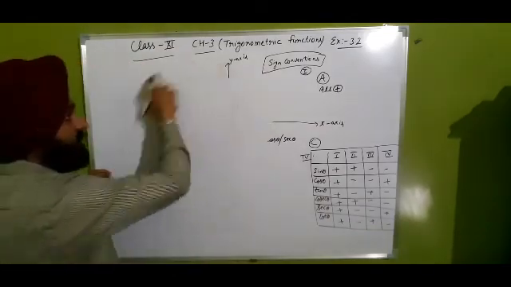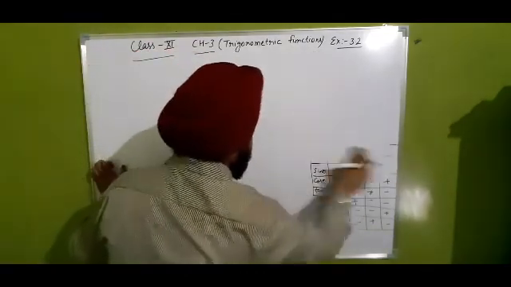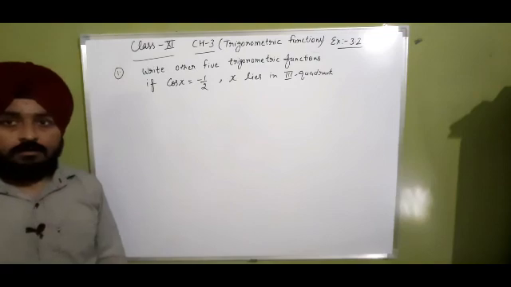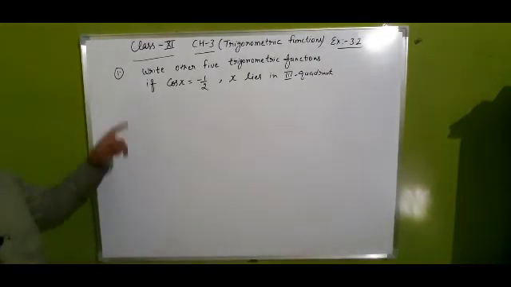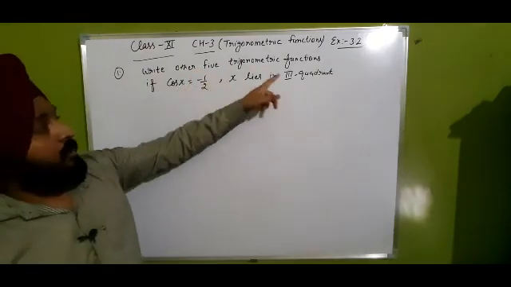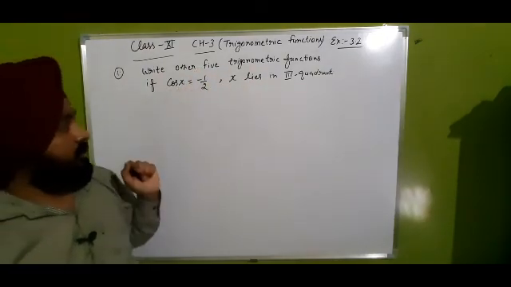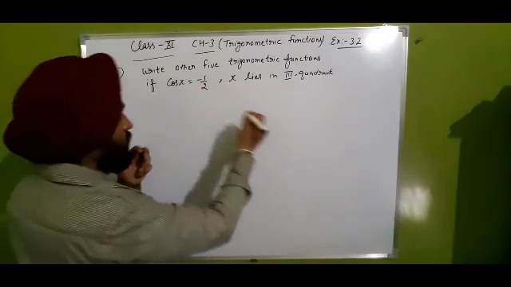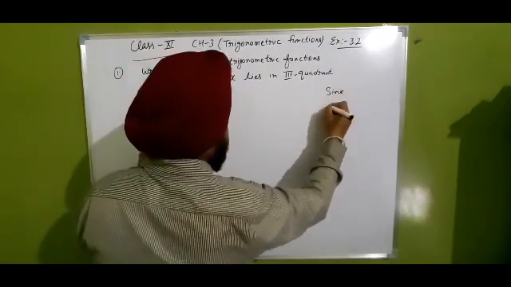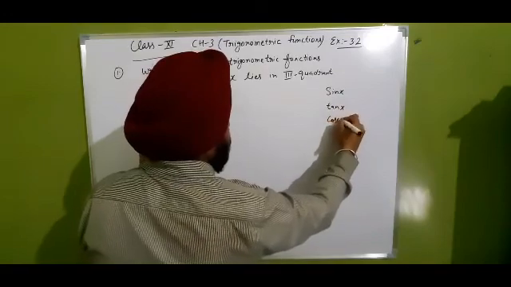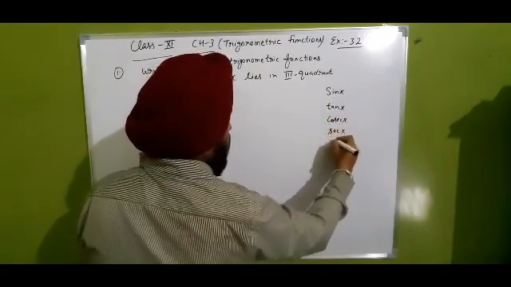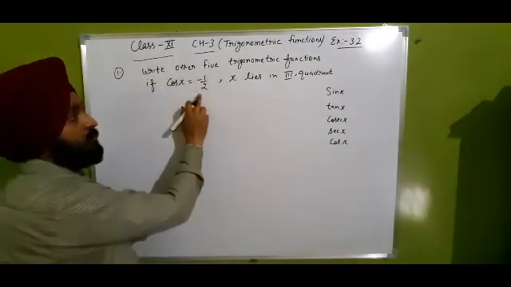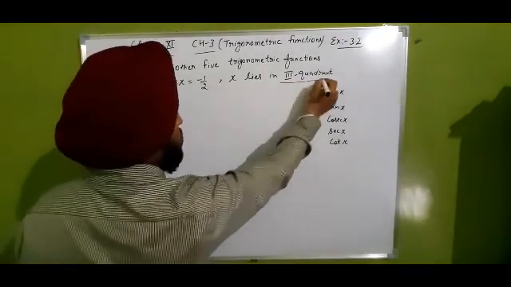Now let's start exercise 3.2. That was the basic groundwork for it. This is the first question: write the 5 other trigonometric functions if cos x equals minus 1 upon 2, where x lies in the third quadrant. You have been given one trigonometric function. You have to find sin x, tan x, cosecant x, secant x and cot x. That is the main thing.